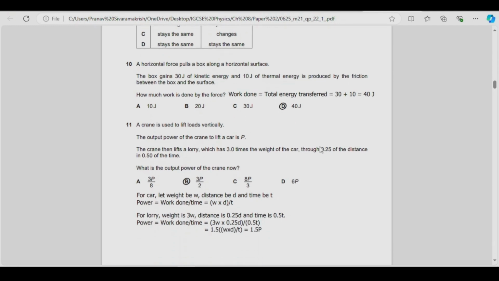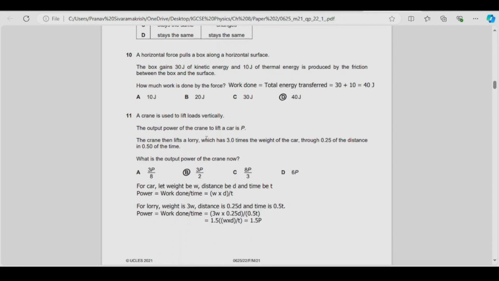The next question we're looking at is question 11. A crane is used to lift loads vertically. The output power of the crane to lift a car is P. The crane then lifts a lorry, which is 3 times the weight of the car, through 0.25 of the distance in 0.5 of the time. What is the output power of the crane now?